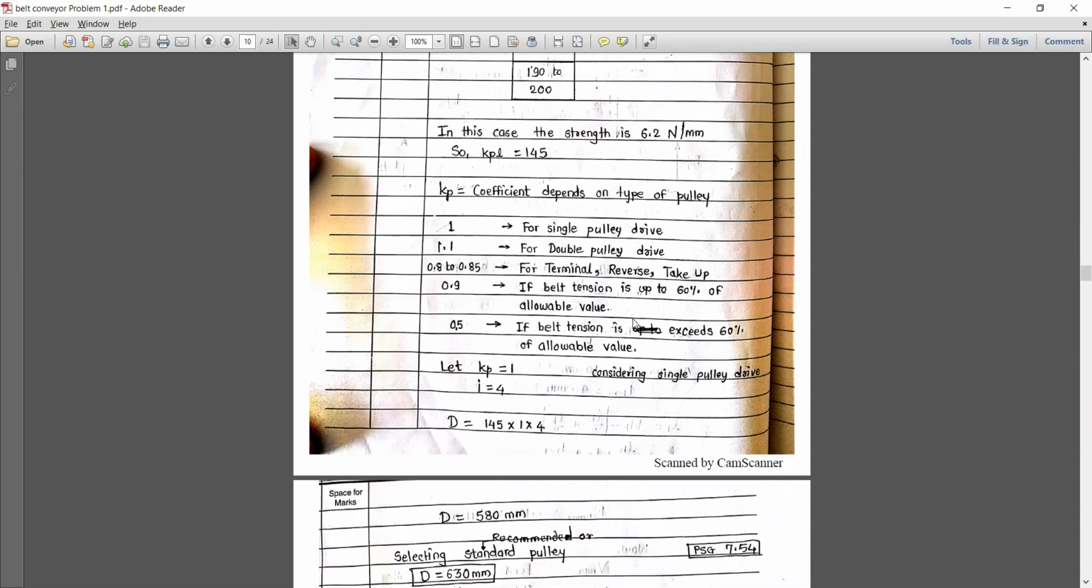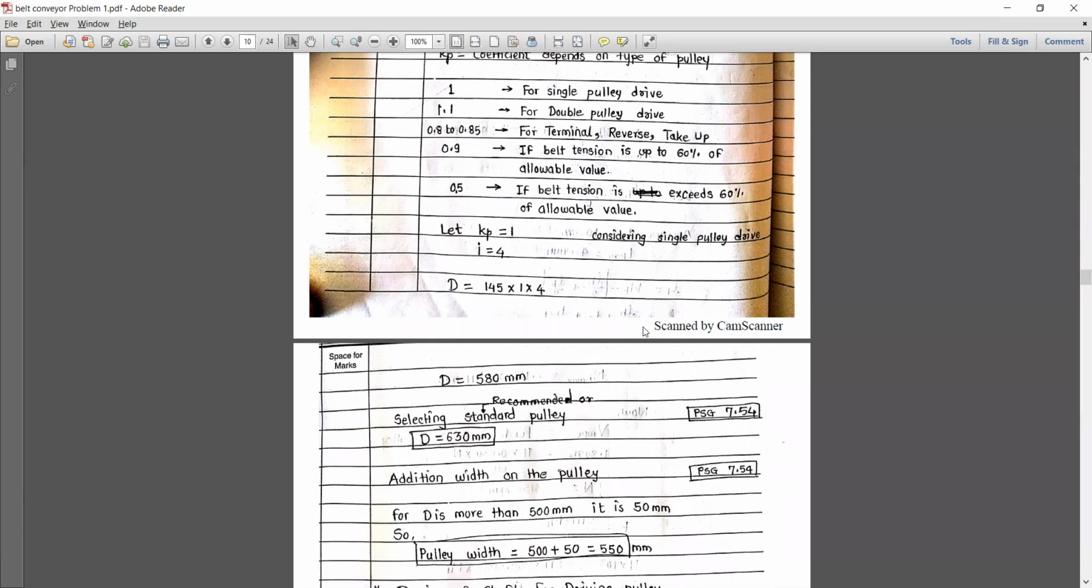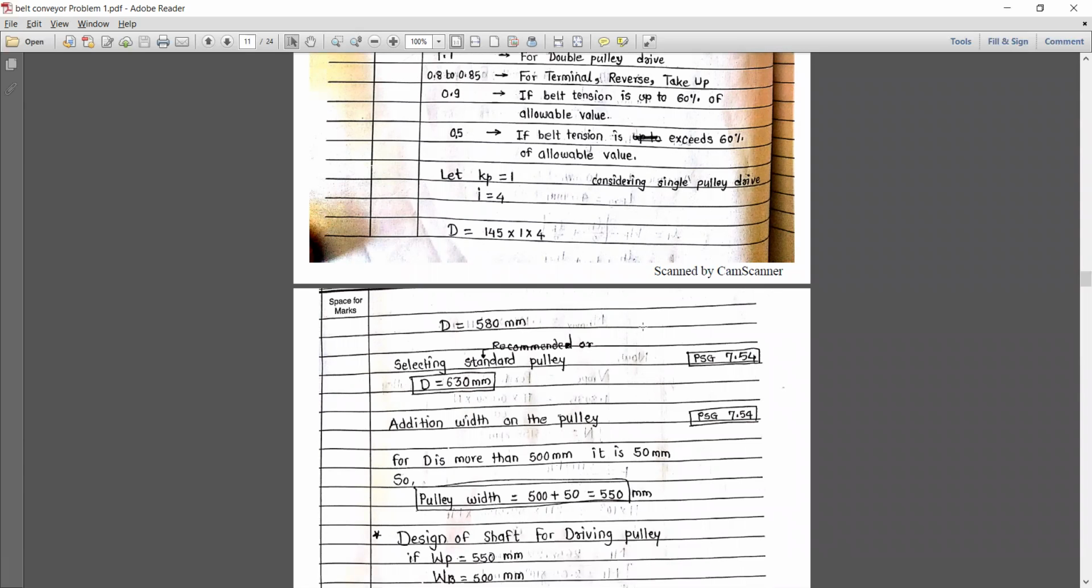The coefficient KP depends upon the pulley, which is given over here: 1 for single pulley, 1.1 for double pulley, 0.8 for terminal and a reverse with a take-up system, 0.9 if the belt tension is up to 60% of allowable value, and 0.5 if the belt tension exceeds 60% of allowable value. So considering KP is equal to 1 as a single pulley driven system, and the number of plies we already have, that is 4, the diameter of pulley D is equal to 145 into 1 into 4.